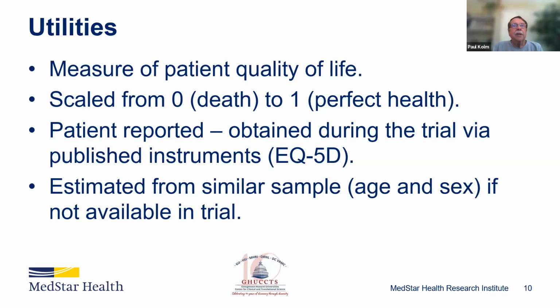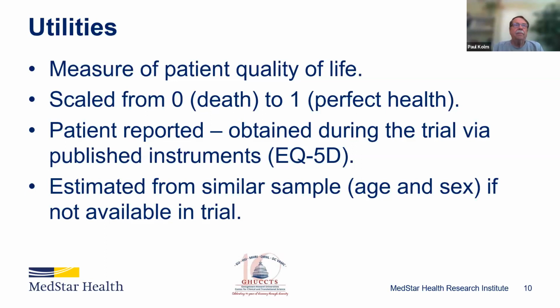Utilities that we use to get quality adjusted life years. This is a measure of patient quality of life. And as I mentioned, it's scaled between 0 and 1. And the best of all worlds is to have patient-reported utilities. That is, they rate their own health. And this would be obtained during the trial with some particular published instrument. The most popular one being what's called the EQ5D, which is a 5-item instrument where patients rate their own health, and it's then scaled from 0 to 1.